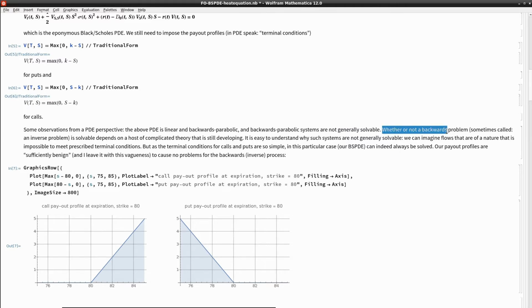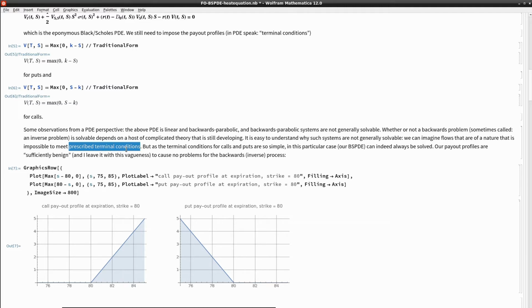Whether or not they can be solved, and sometimes they're also called inverse problems, is a lot of complicated theory that is still vastly unexplored. It is a real big body of theory, very complicated, in order to make statements about whether or not a backwards problem can even be solved. And I think it's easy to understand why such systems are not generally solvable. We can imagine flows that are of a nature that is impossible to meet prescribed certain terminal conditions.